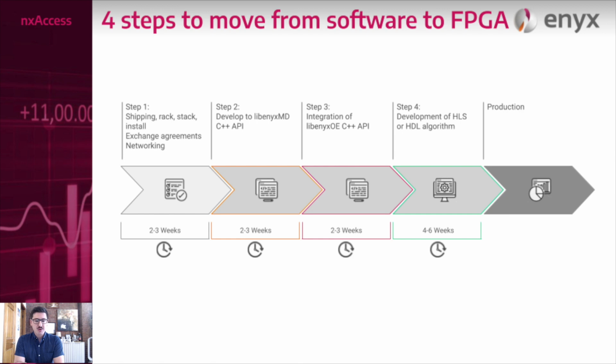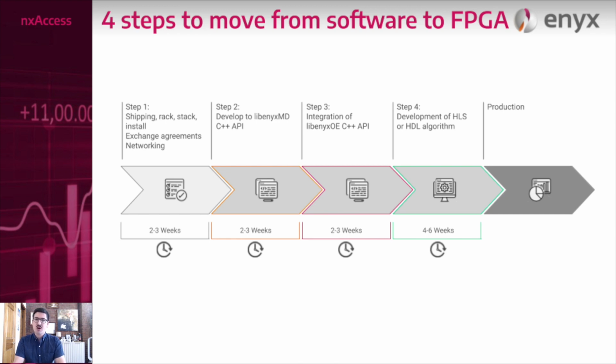So coming back to the point of this presentation, how to move from software to FPGA in 4 steps. The first thing that we do with our customers is look into what they have, what server they have, where they are hosted, and make sure that we arrange anything that they will need to rack an FPGA card directly into their server and connect it to the exchange. While that happens, which usually takes 2 to 3 weeks, we can start on step 2, which is making sure that they can work on the integration of our market data API.